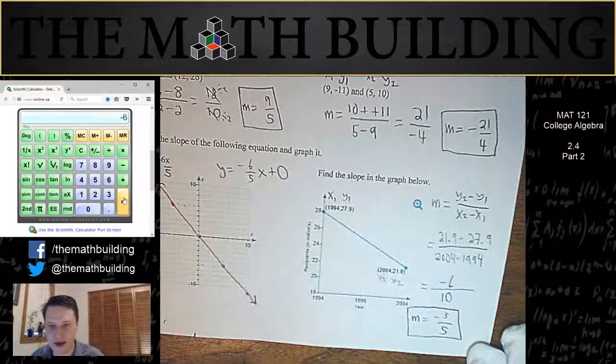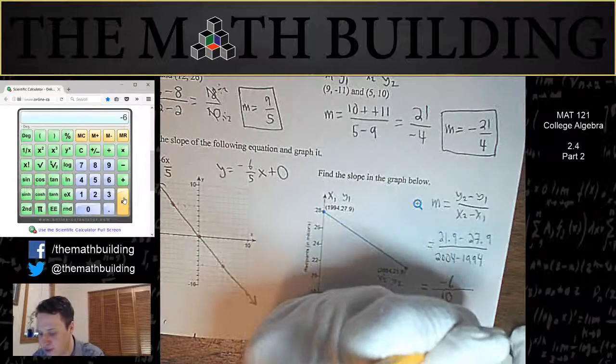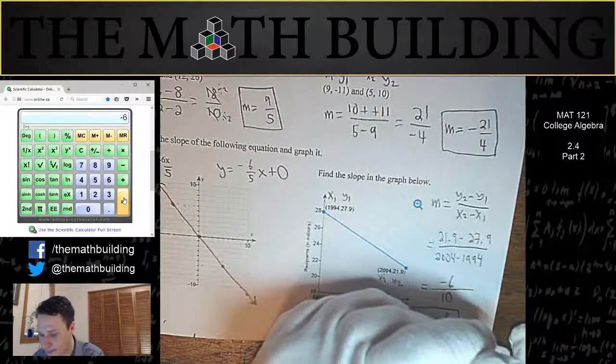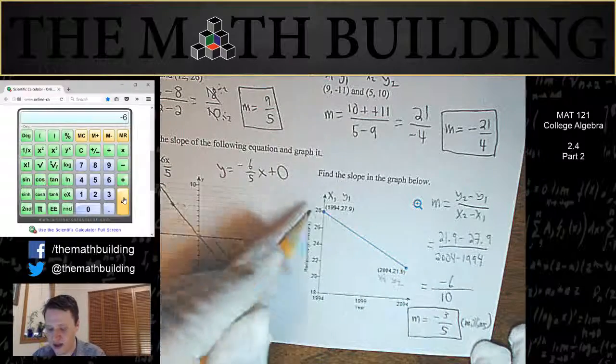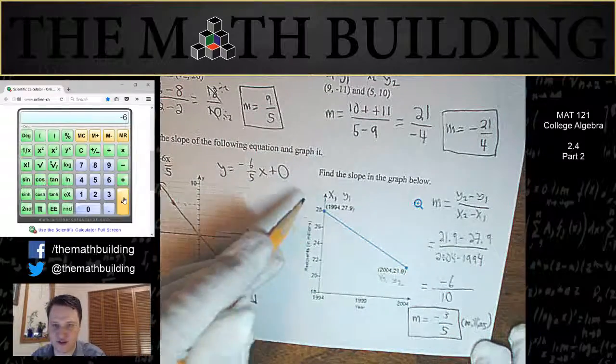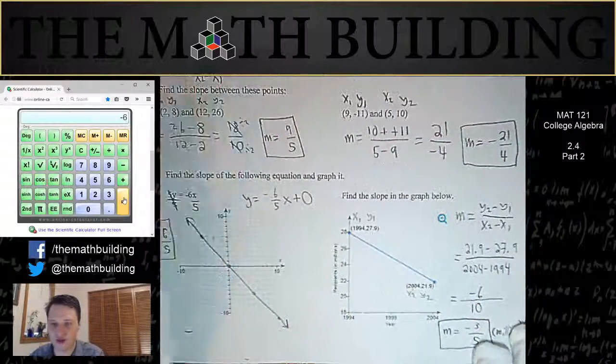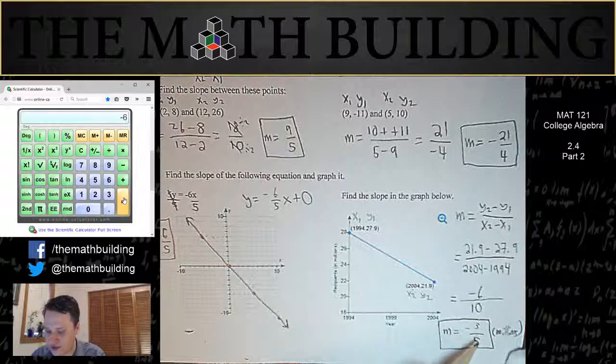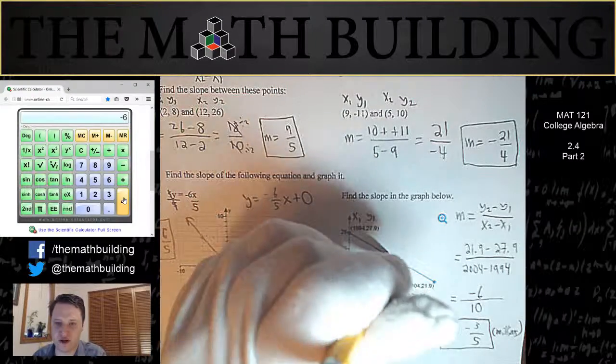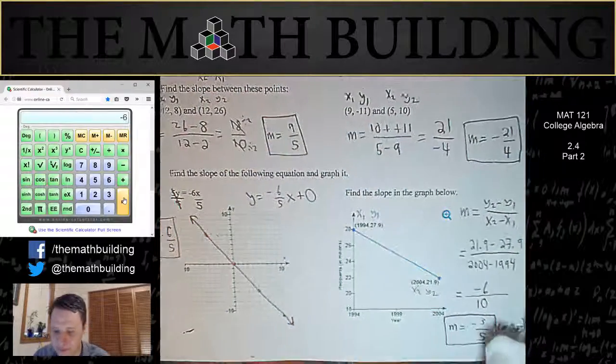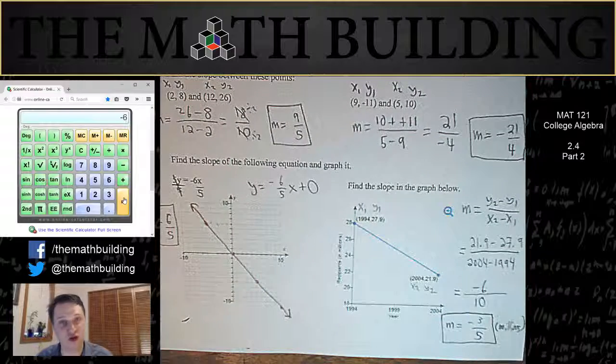Keep your slope as a fraction, but remember that this will be in millions because it tells us here that this amount is in millions. So it seems that every year we lost 0.6 million recipients, which would be every year we are losing 600,000 recipients per year. That is section 2.4.